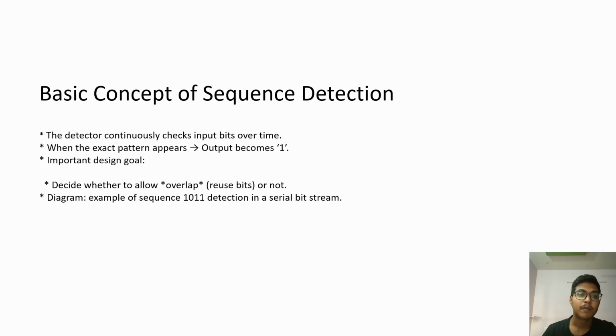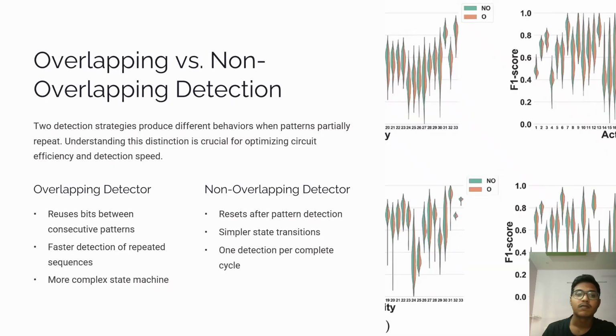The next topic is overlapping versus non-overlapping. These two detection strategies produce different behaviors where patterns are repeated, and optimizing circuit efficiency and detection speed are the key considerations. It has two types, the overlapping detector and the non-overlapping detector.